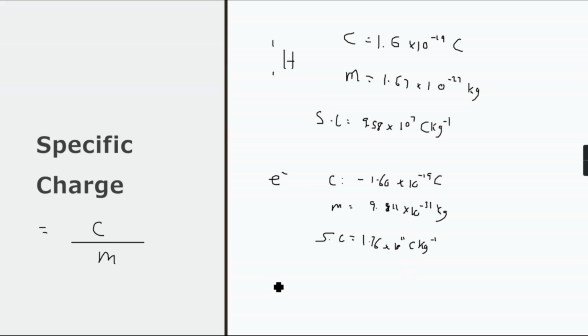And let's say an ion of a magnesium isotope has a charge of positive 3.2 times 10 to the negative 19 coulombs. It's positive because it's an ion, and it has a mass of 3.98 times 10 to the negative 26 kg. I'll let you work out the specific charge for that.